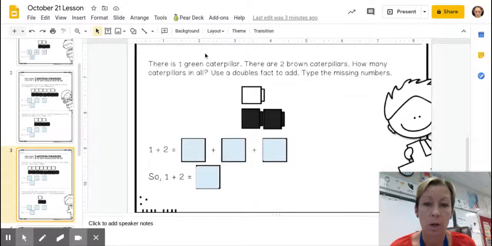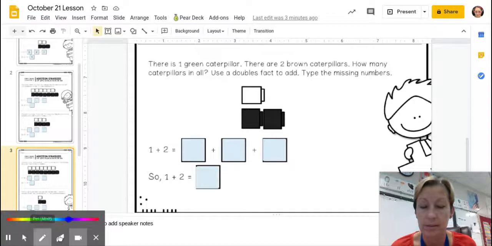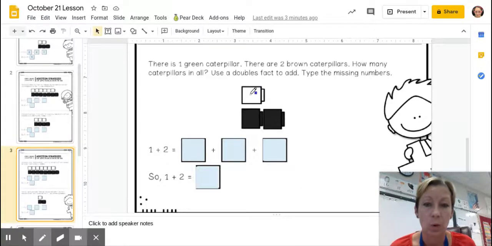There is 1 green caterpillar. There are 2 brown caterpillars. How many in all? Use doubles facts to add. So 1 green, 2 brown. Because we have to double that first number, we're going to take this off and move it over to the side. But we're not going to forget it.